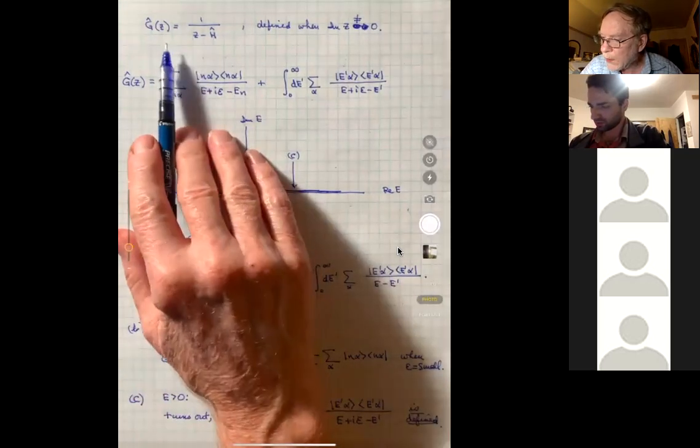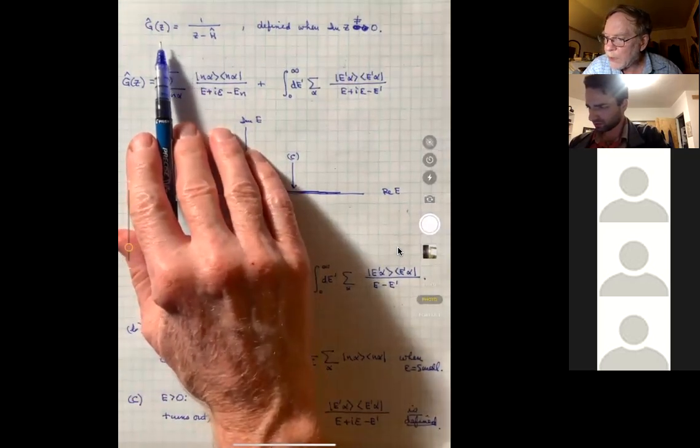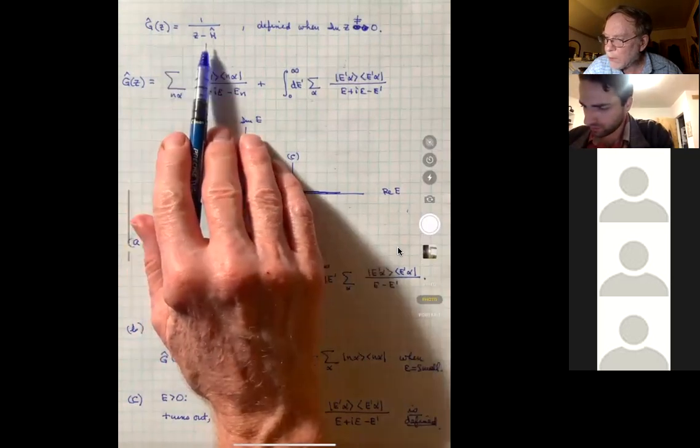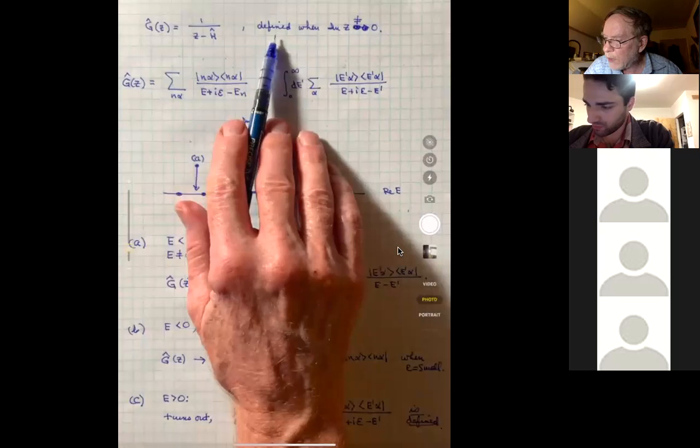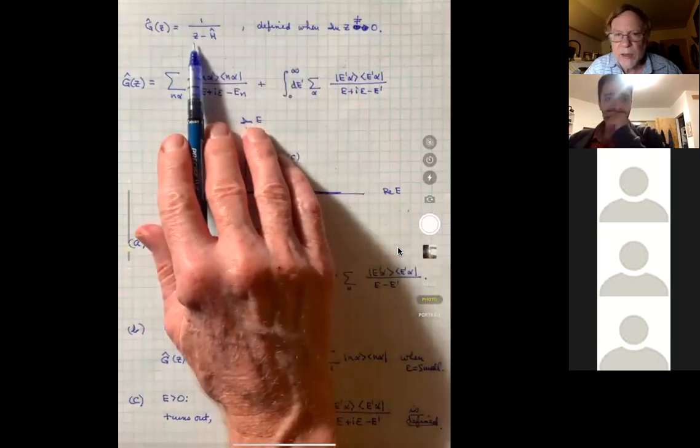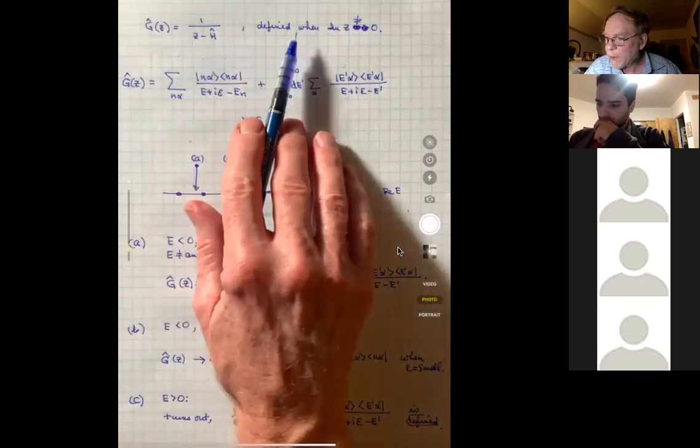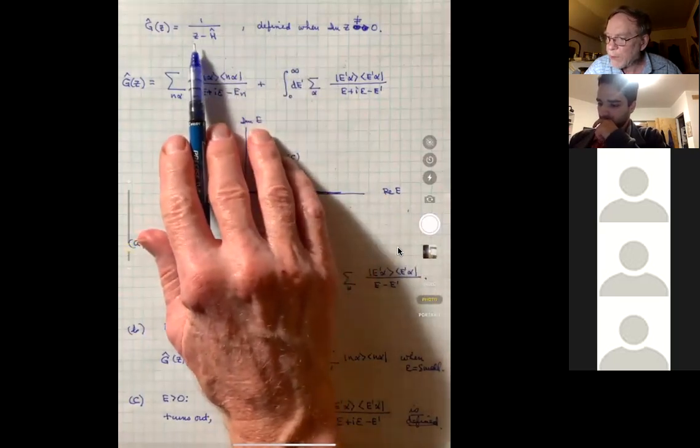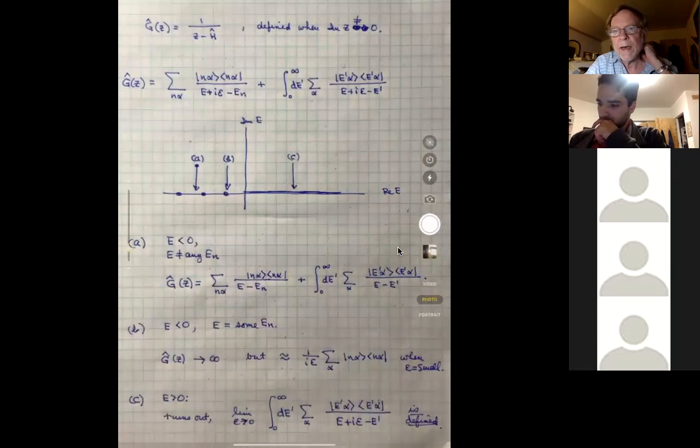But in any case, this then leads to G hat of z, the Green's operator, is 1 over z minus H. This is sometimes called the resolvent operator, by the way. And we find that this is defined as long as the imaginary part of z is not equal to 0. It may also be defined when the imaginary part of z is equal to 0. That's what we want. We want to let epsilon go to 0 now because that's the damping parameter.